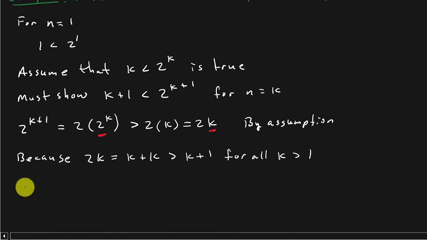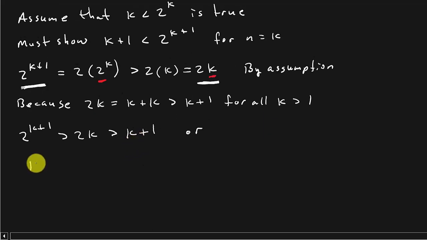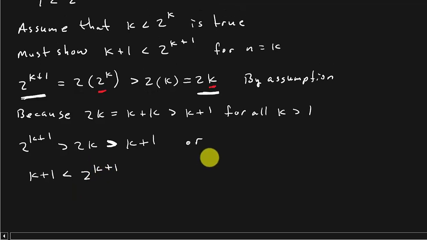All right, so what does this give us? This gives us 2 to the k plus 1 is greater than 2k. I showed that here. 2 to the k plus 1 is greater than 2k, which is greater than k plus 1. Or we can write k plus 1 is, see the inequality symbol, less than 2 to the k plus 1. And that's what we had to show. And we showed that there. All right, let's take a look at the next one.